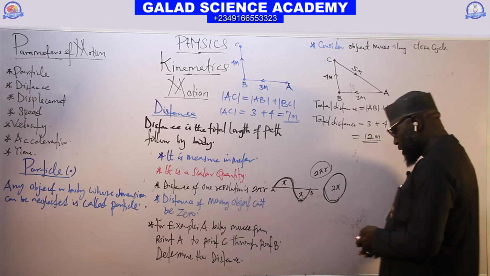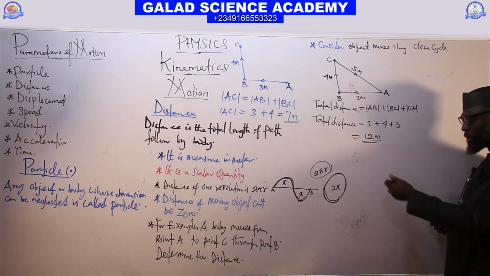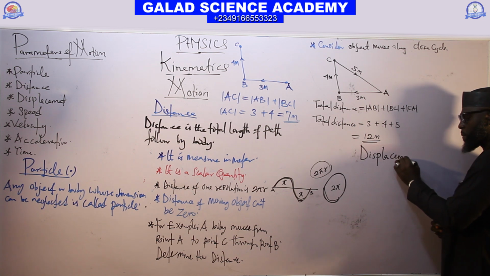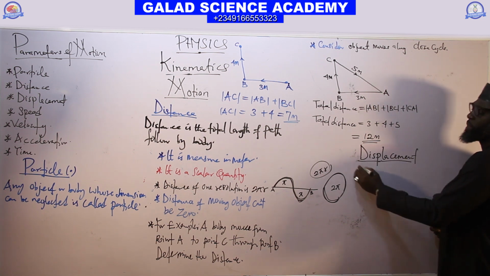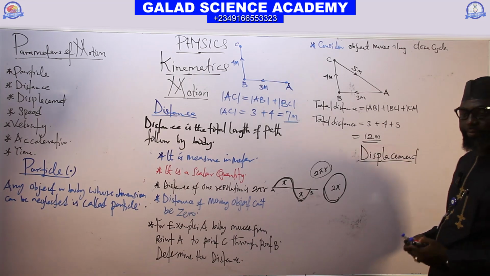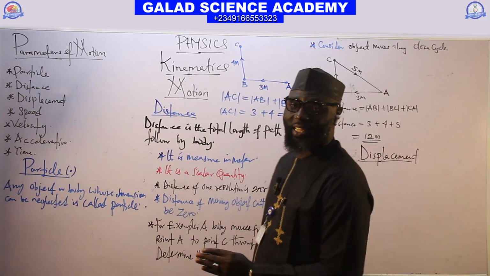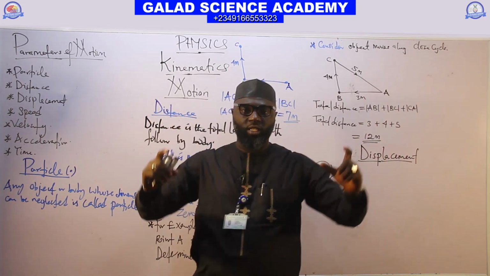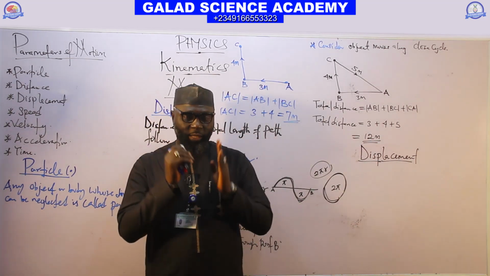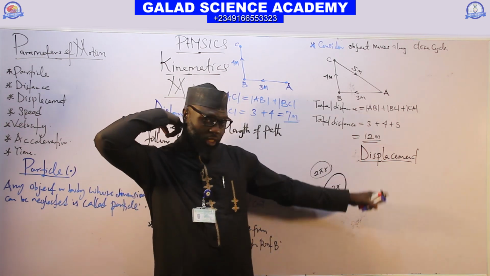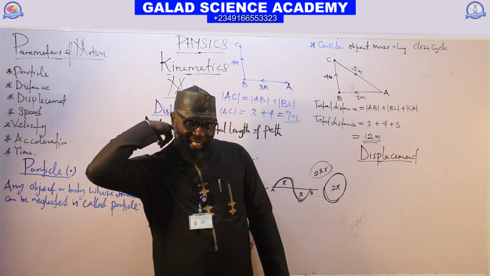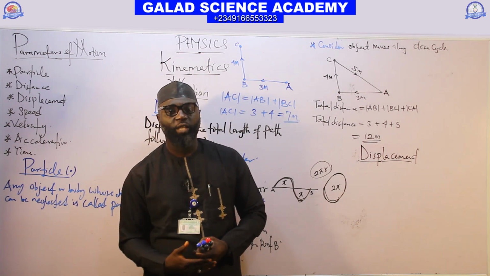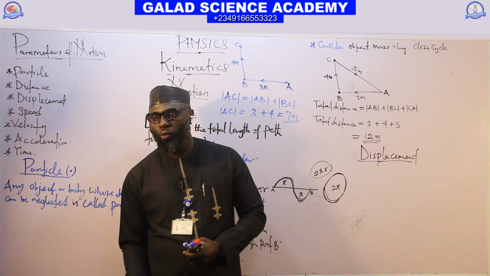So the next parameter that we are going to treat is displacement. Now look at the word displacement. So displacement can be defined as distance in a specific direction. The distance of an object in a specific direction, we call it displacement. Or displacement can be defined as a change in position of an object from initial to final.